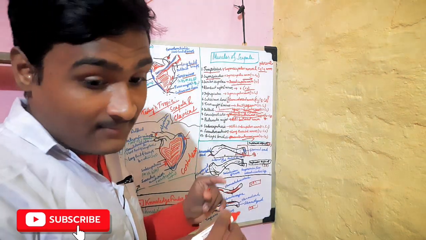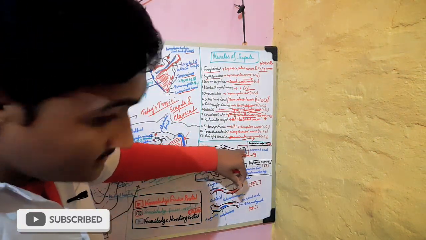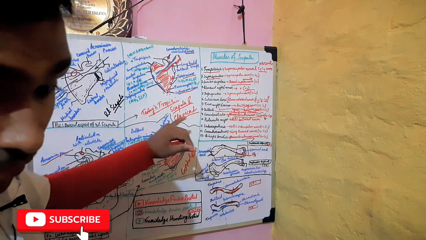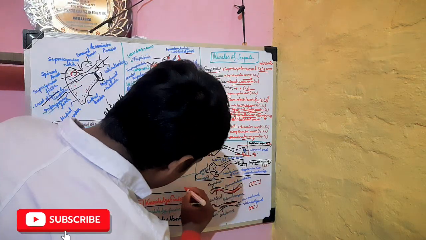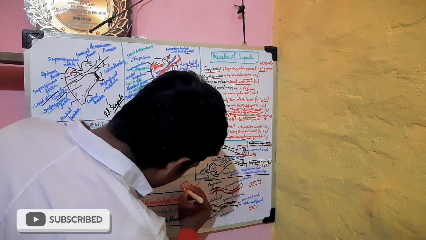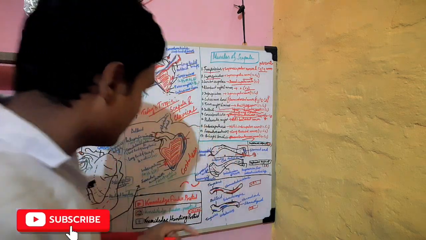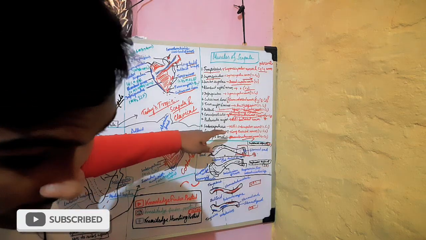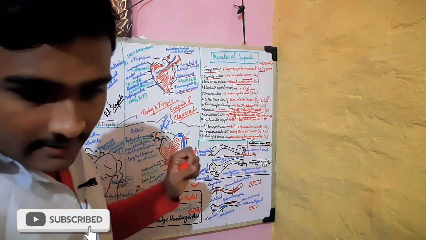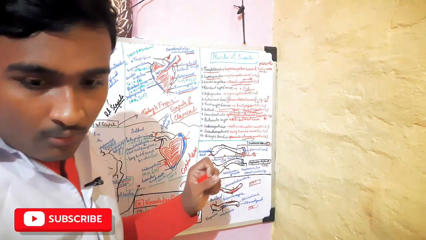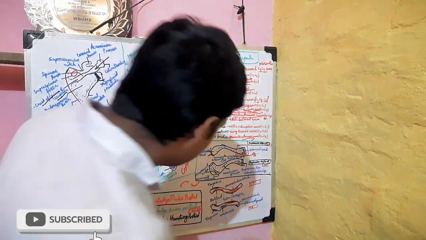Then the shaft is slightly curved. You can see the shaft is slightly curved. It is convex on this side and concave on the other. Convex, concave. So here it is convex forward in the medial two thirds, and concave forward in the lateral 1/3.